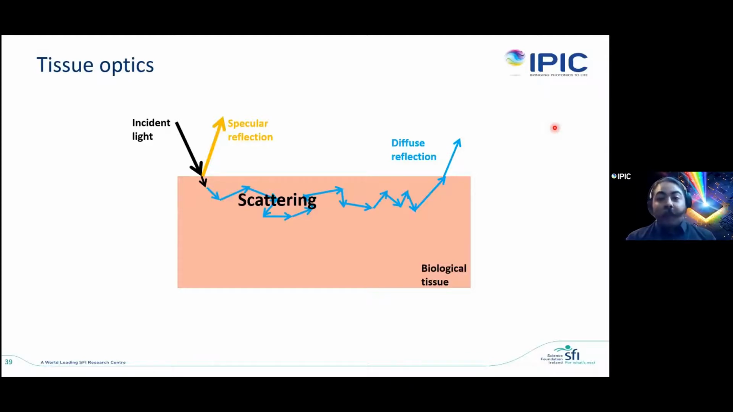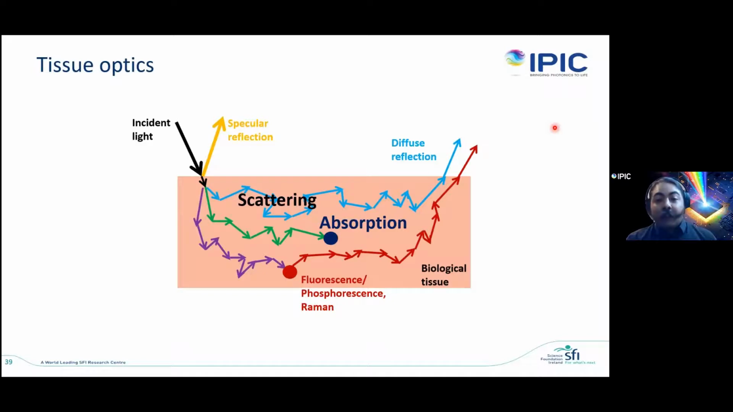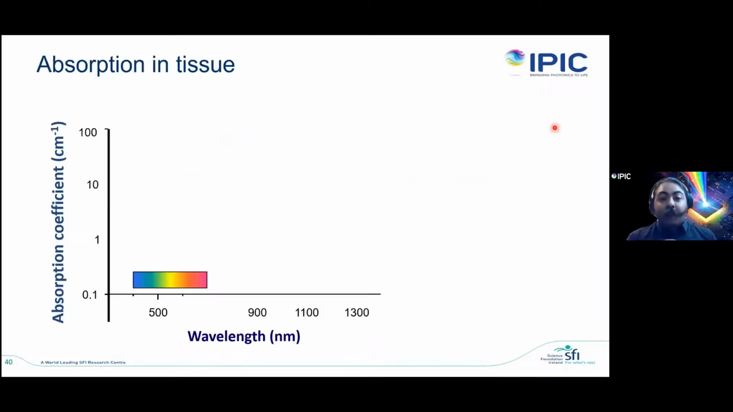And there are many other processes which can happen, such as absorption, or the light can be absorbed and emit light in a different color compared to that you used to illuminate the tissue. That you see in fluorescence, phosphorescence, Raman scattering, and so on. And the light can also be scattered and transmitted through the tissue. Now, let's think about how this can be used to determine certain tissue biochemistry and structure properties.